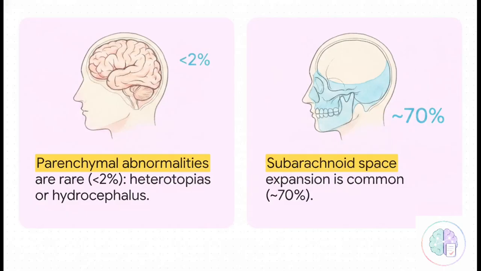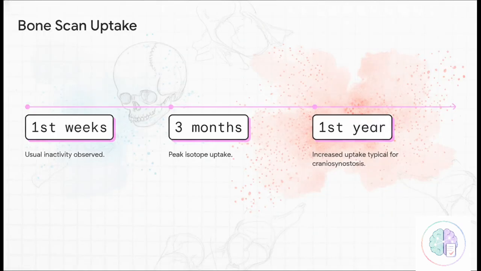Now, flip that CT over to brain windows, and you get a completely different picture. Parenchymal abnormalities, meaning issues inside the actual brain tissue, are incredibly rare, occurring in less than 2% of cases. When they do happen, we're talking about things like heterotopias, hydrocephalus, or agenesis of the corpus callosum. On the flip side, significant expansion of the frontal subarachnoid space is super common. We see that in about 70% of cases, and by the way, you can also see that expansion in the synostosis of other sutures.